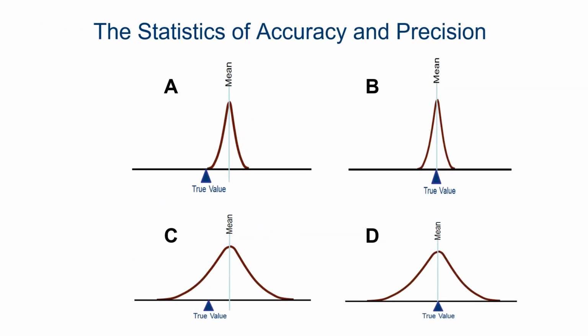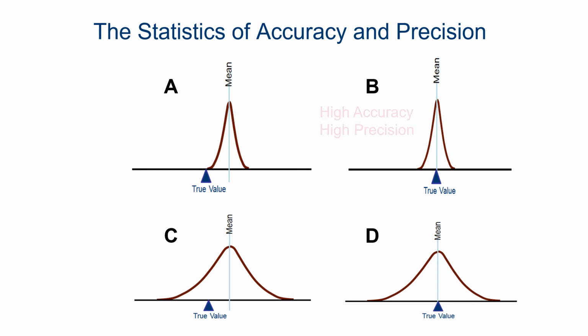So let's put this into practice. Students used 4 different measuring devices to measure the same length and recorded the data. This slide represents the measurement data collected from each device, A through D, with a normal curve. The scale for each graph is the same. Which graph represents relatively high accuracy and high precision? Pause the video, think about it. Which one is high accuracy and high precision?